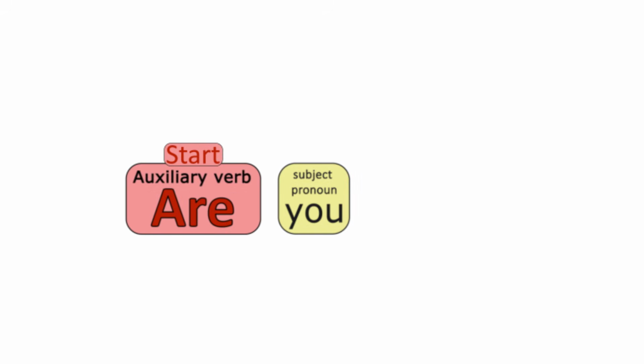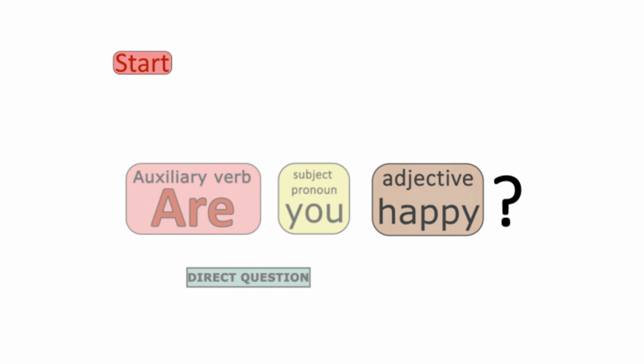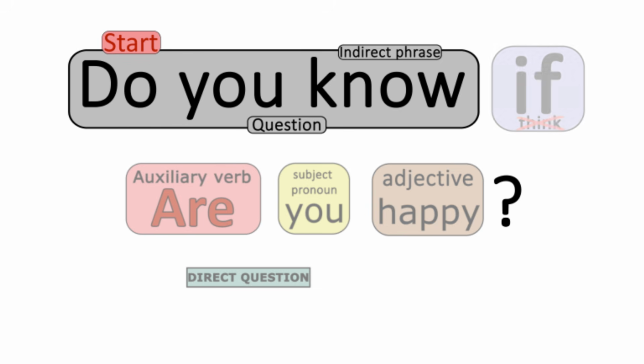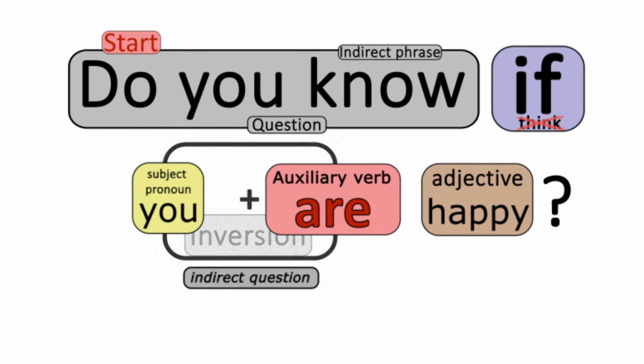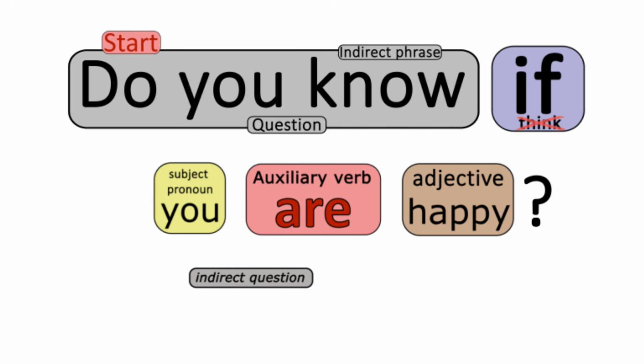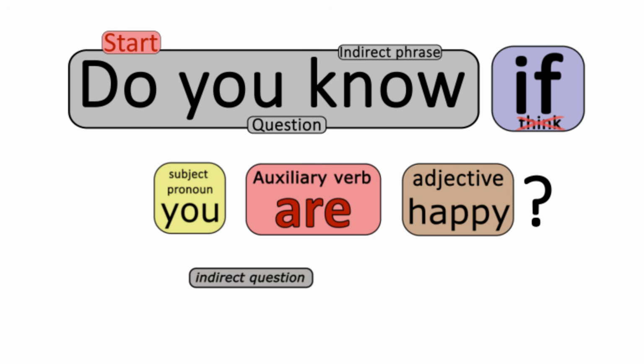Are you happy? A typical direct question, but direct questions can appear rude and informal in English. If we want to be more polite, we can say something like, do you know if? And now we change the position of the auxiliary and the subject pronoun. Do you know if you are happy? This is now an indirect question because we're not starting with an auxiliary verb, we're starting with an indirect phrase.